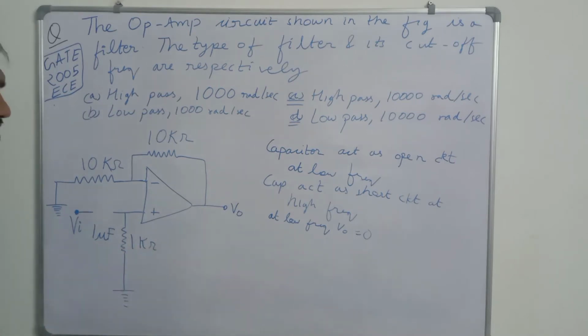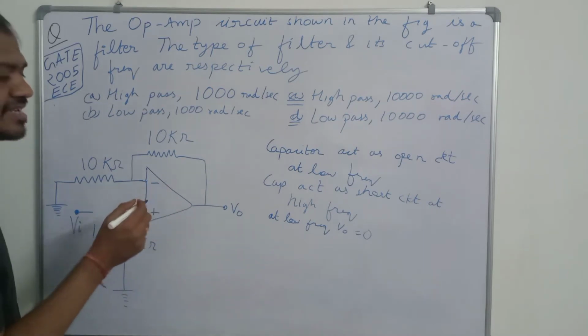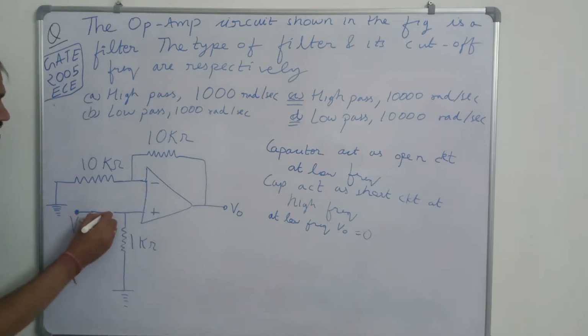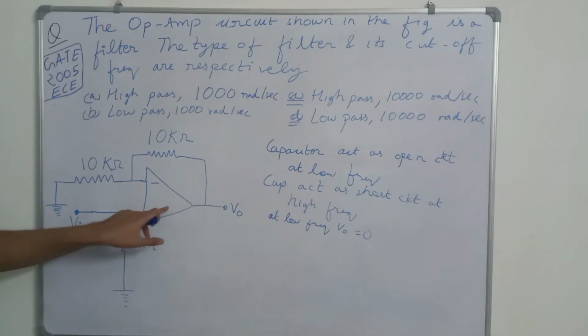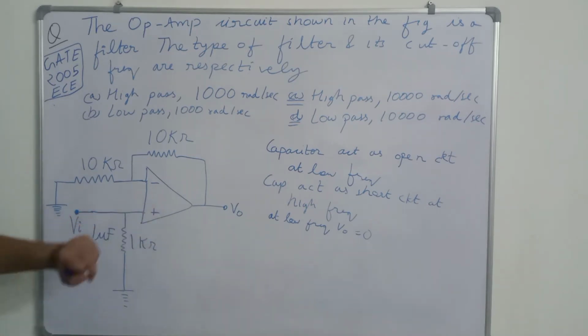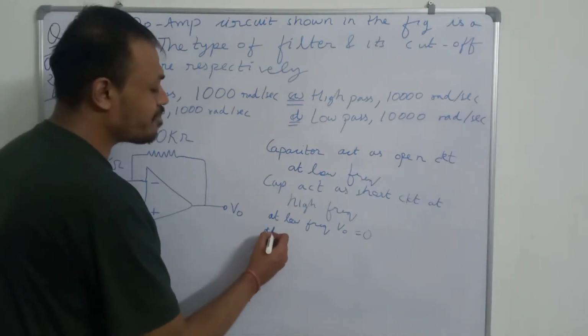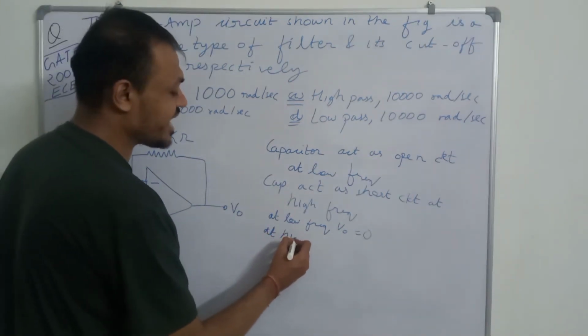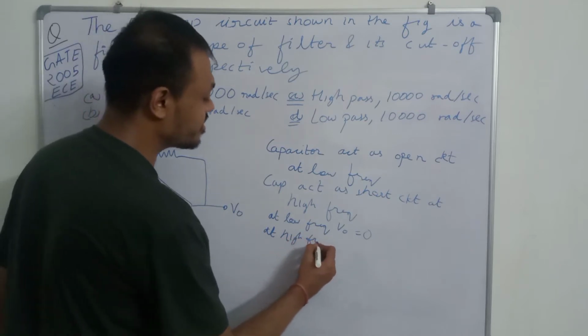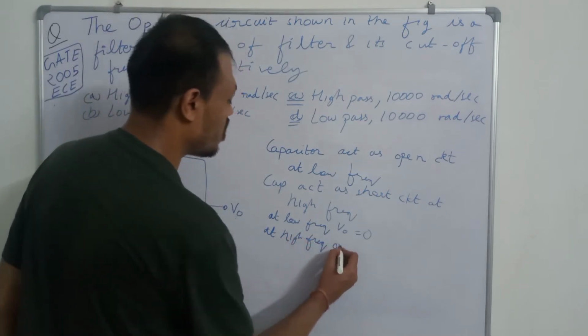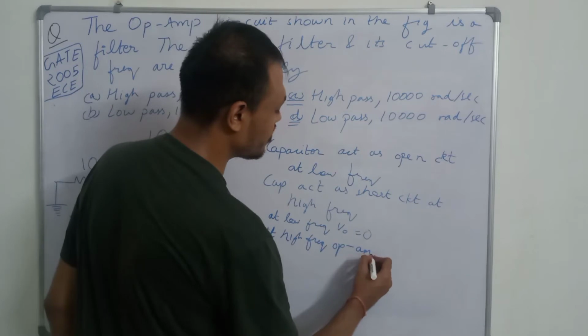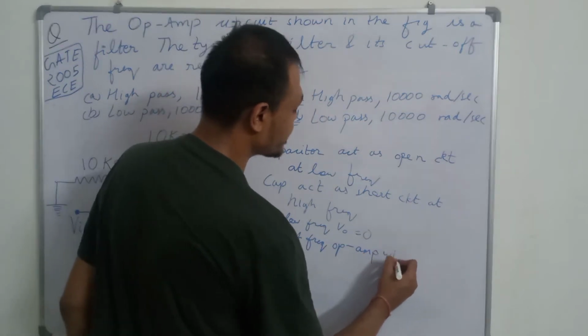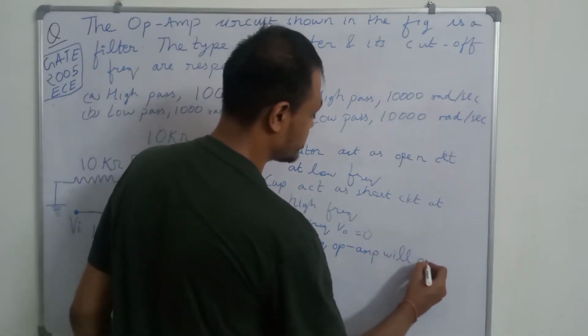Now at high frequency the capacitor acts as a short circuit. So there is a short circuit between the input voltage and the non-inverting terminal of the op amp. So at high frequency the op amp will provide maximum gain, because the capacitor is a short circuit.